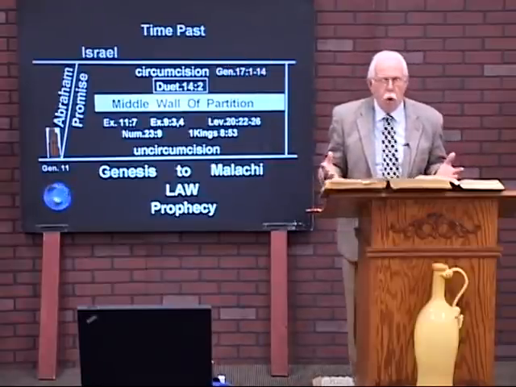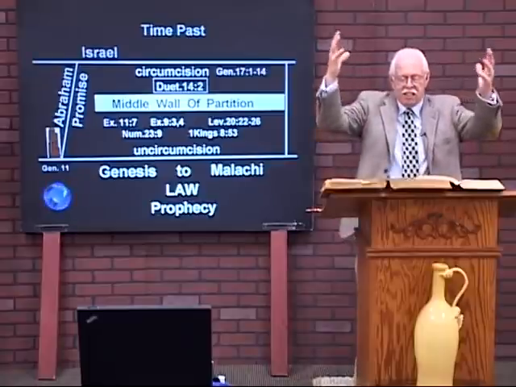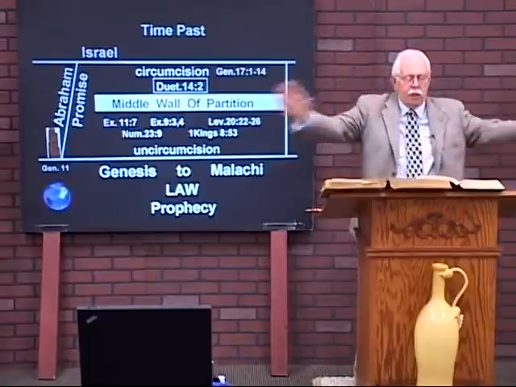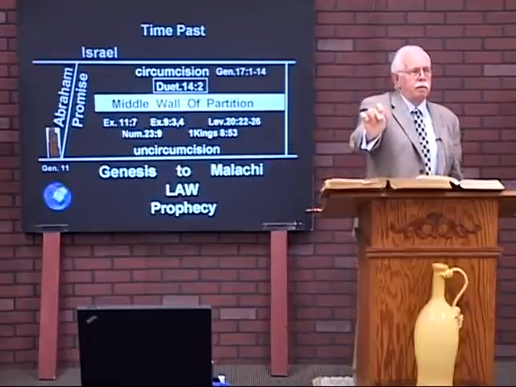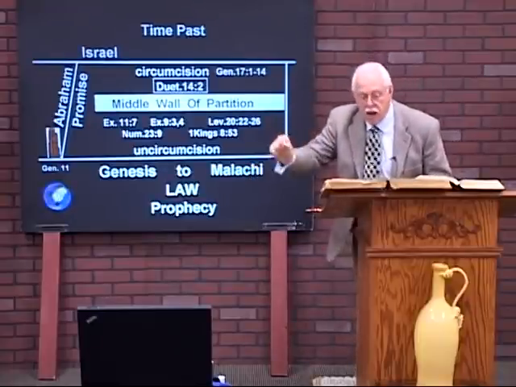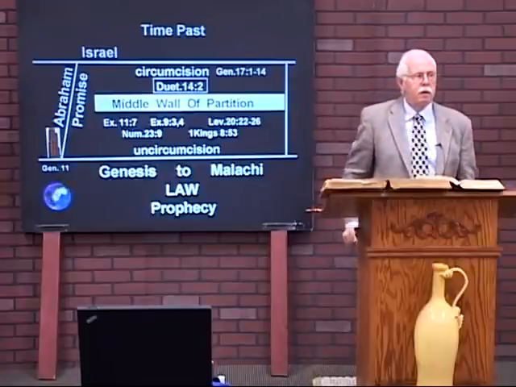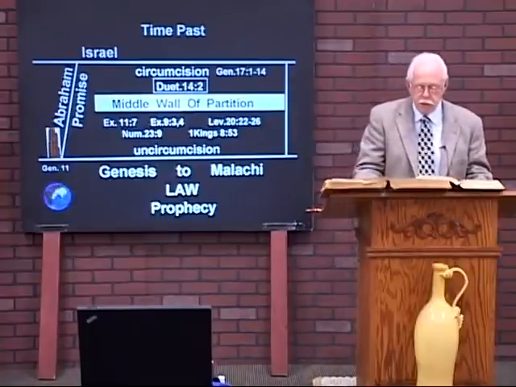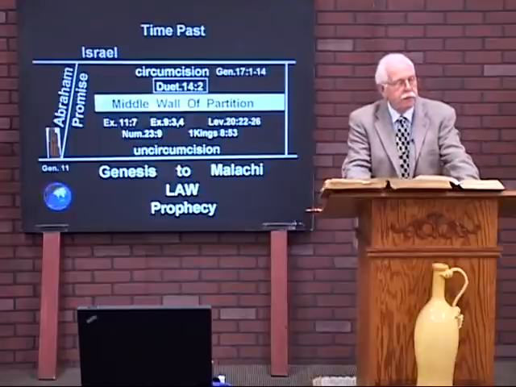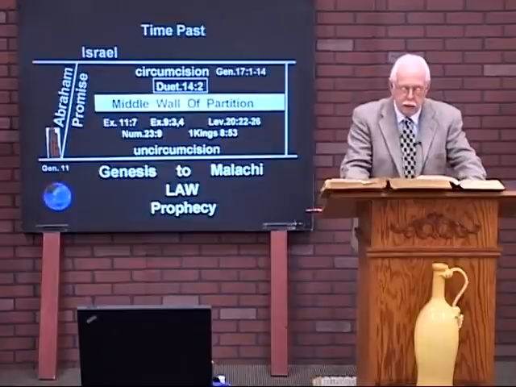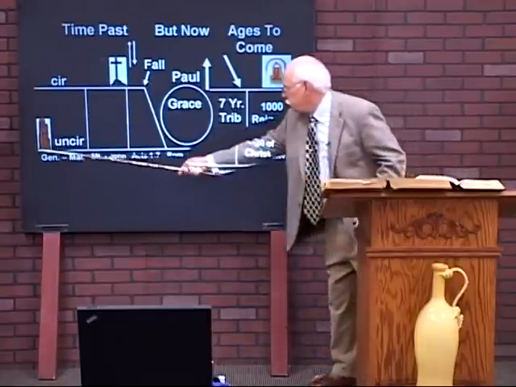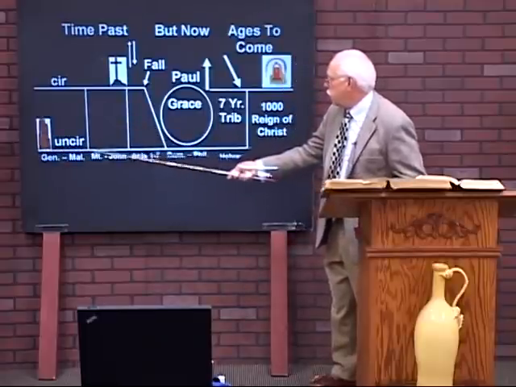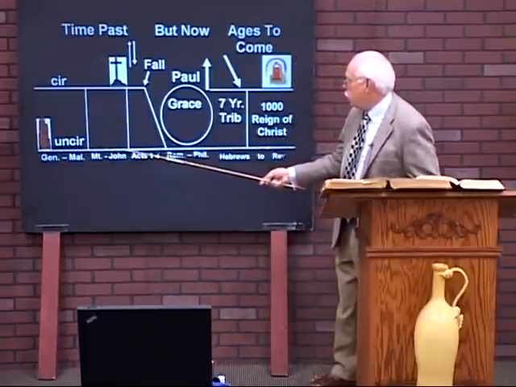So the middle wall of partition yells that out to everyone in the world. Israel is separate from you. You are not part of them and they are not part of you. So this section is Genesis chapter 1, verse 1 and then all the way to Malachi. Now the next section that we'll look at, okay, because we just looked at this, the next section that we'll look at is Matthew to John.